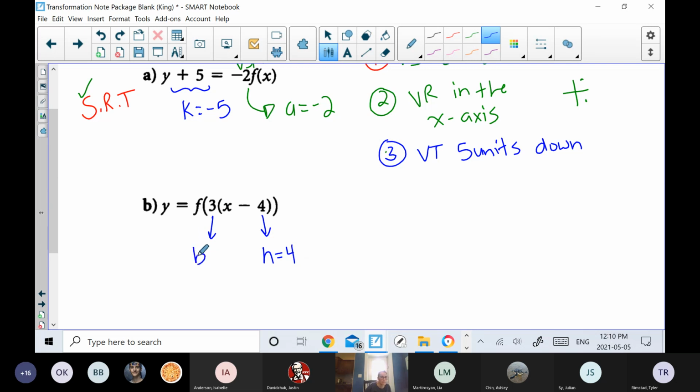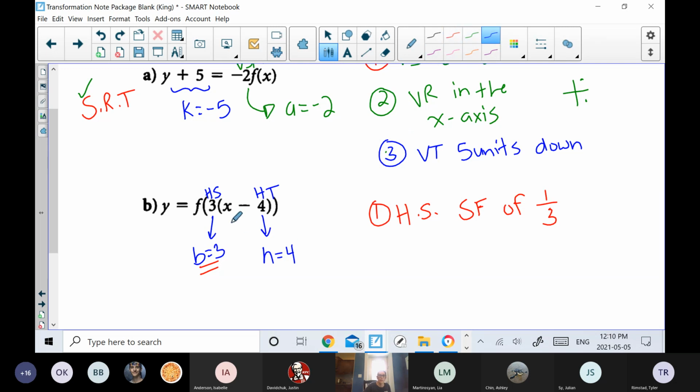This is your b parameter, right? So b is equal to 3. We know that this is going to be my horizontal stretch. If I had to talk about the order now, you do your stretches first. So the first thing I'm going to talk about is this, a horizontal stretch. The stretch factor is always the reciprocal of the b value. So stretch factor of 1/3.